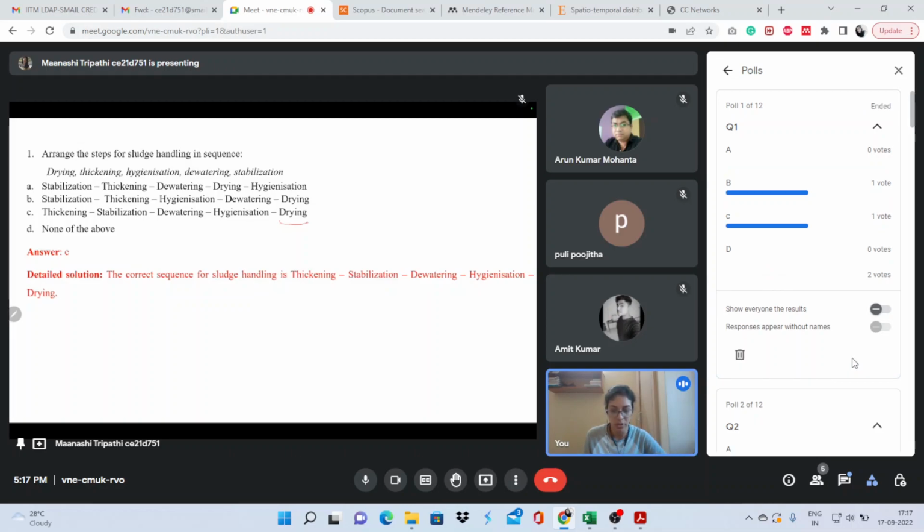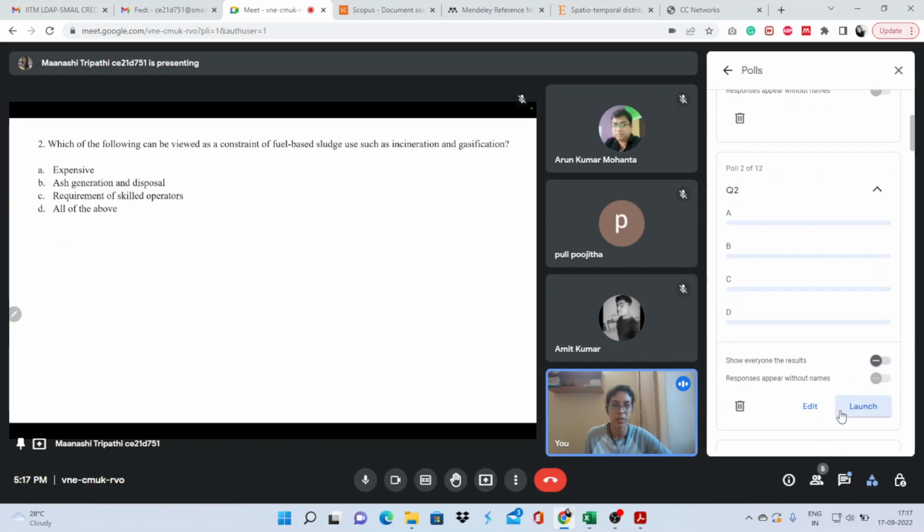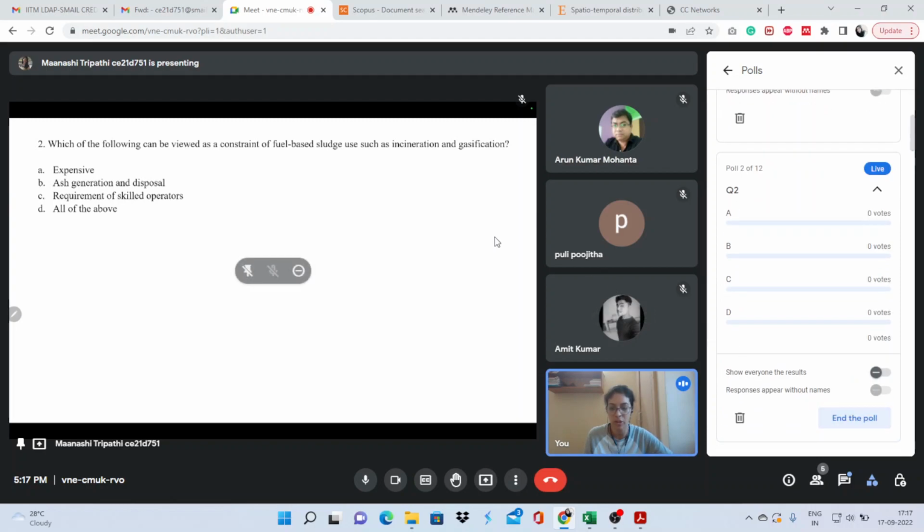We'll see the next question. This is question number 2, and these are the polls for question number 2. Which of the following can be viewed as a constraint of fuel-based sludge use, such as incineration and gasification? What do we do in incineration? We just burn it. Whatever is there, we just burn it. Second is gasification. So what are the constraints of fuel-based sludge use? Why don't we go for these things?